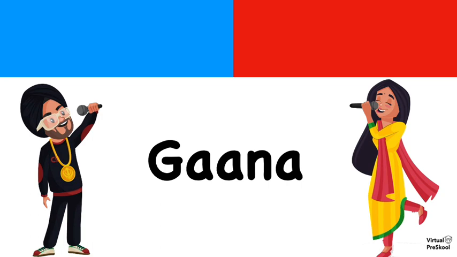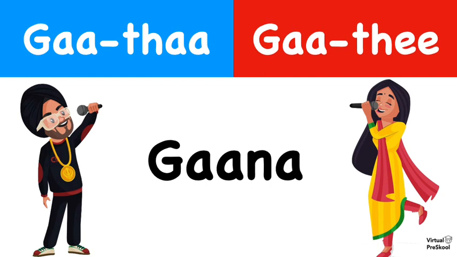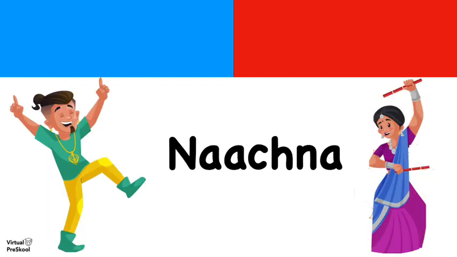A man would say gata. A woman would say gati. That's the difference. A man says gata and a woman says gati. And this goes for all verbs. So for the man, you add a ta at the end. For the woman, you add a ti at the end.